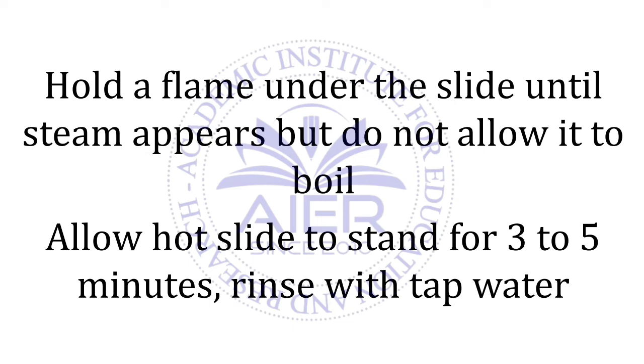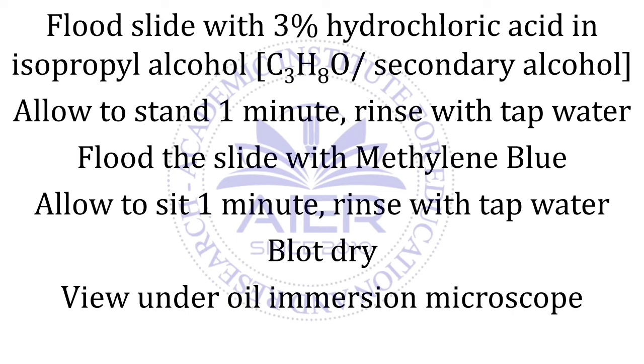Now allow the hot slide to stand for 3 to 5 minutes. Rinse with tap water after it. Flood the slide with 3% hydrochloric acid in isopropyl alcohol, which is also called secondary alcohol. Allow to stand for 1 minute. Rinse with tap water. Flood the slide with methylene blue thereafter, and allow to sit for another 1 minute. Thereafter rinse with tap water, and dry the slide, either in the air or with blotting paper. Thereafter observe the slide under the oil immersion light microscope.